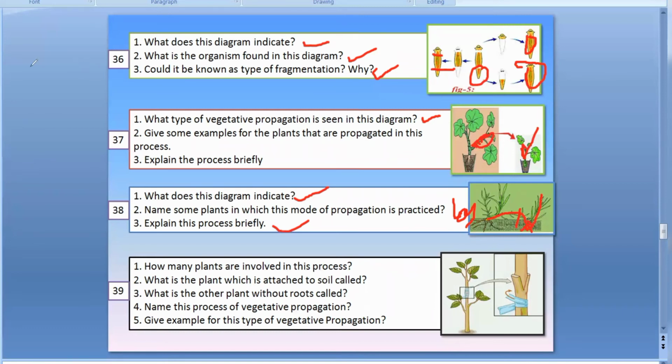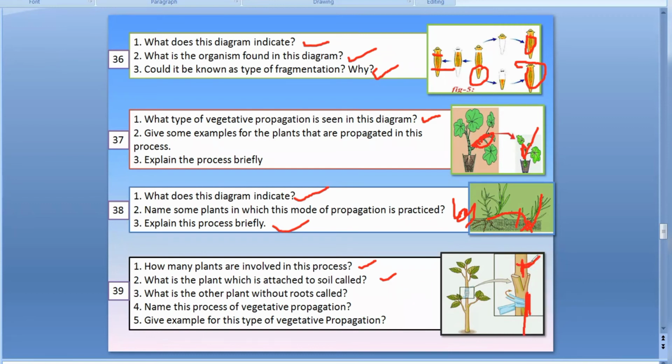And now let us look at grafting. How many plants are involved in this process? Two plants are involved. This part is called the root stock and this is called the scion or graft. The graft part does not have a root system. The root stock part has the roots.